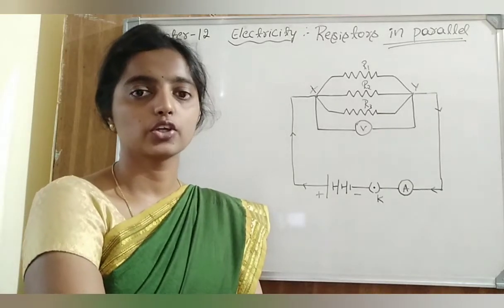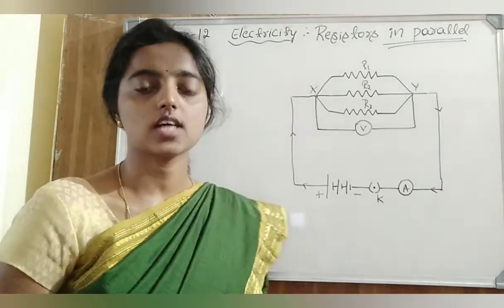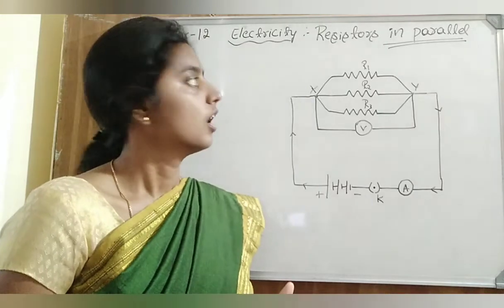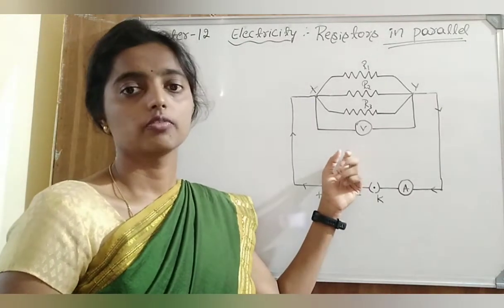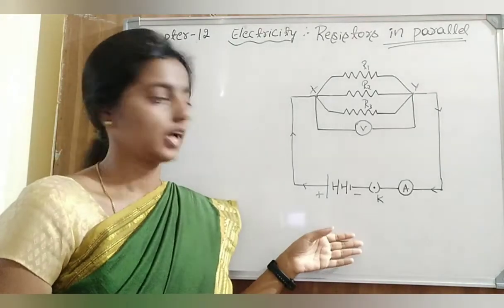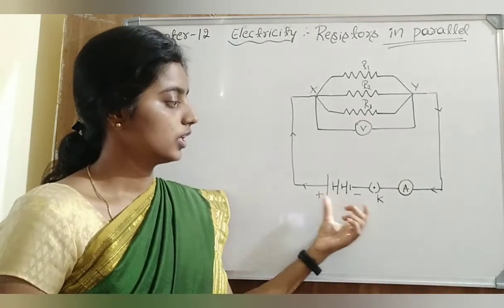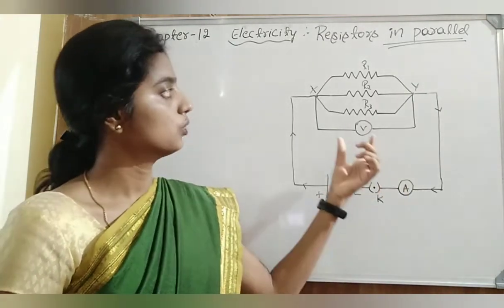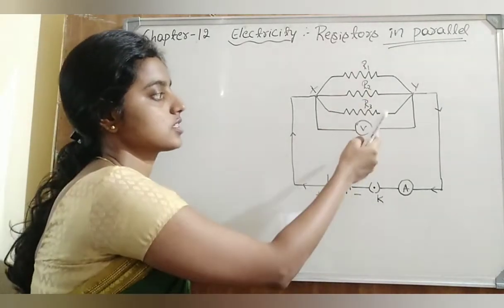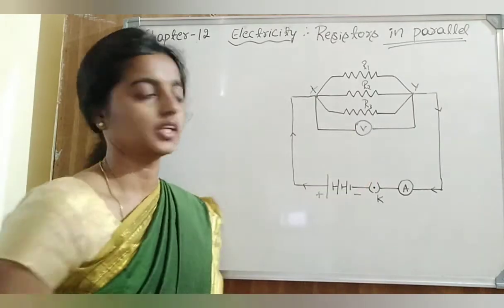Here, we have a circuit diagram where resistors are connected in parallel. Let us understand how a circuit works when it is in parallel through an activity. Look at the circuit diagram. The battery, key, and ammeter are connected to the resistors in parallel, where these resistors are connected to a voltmeter.